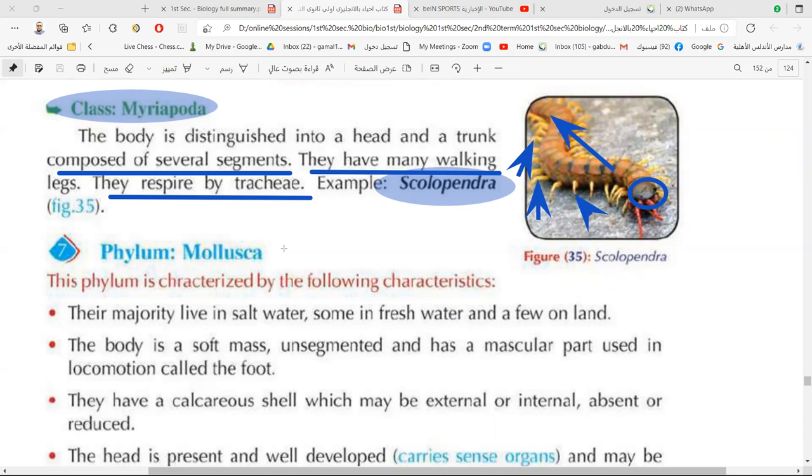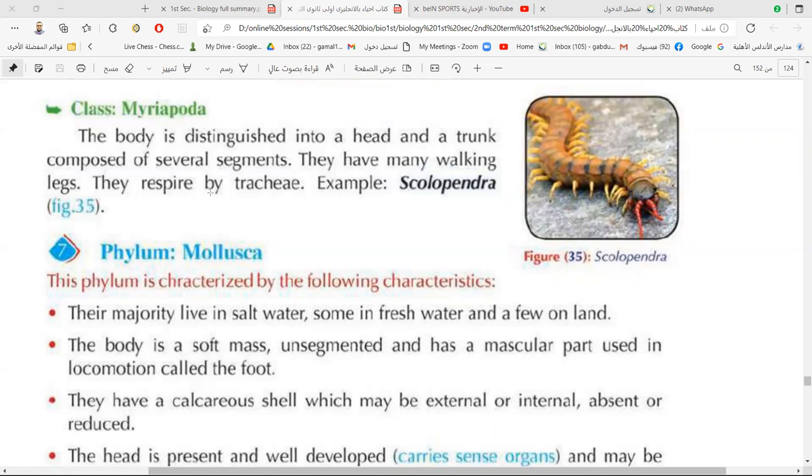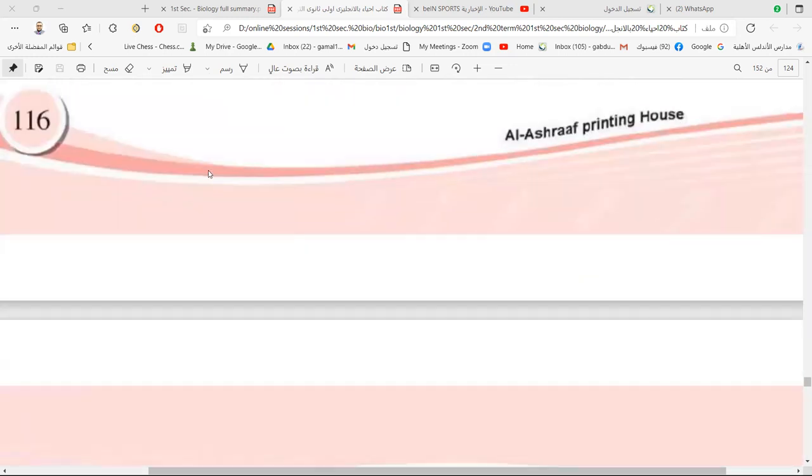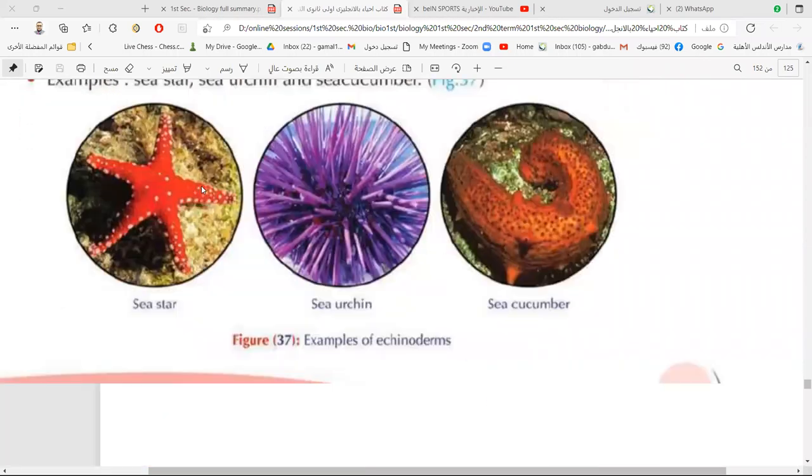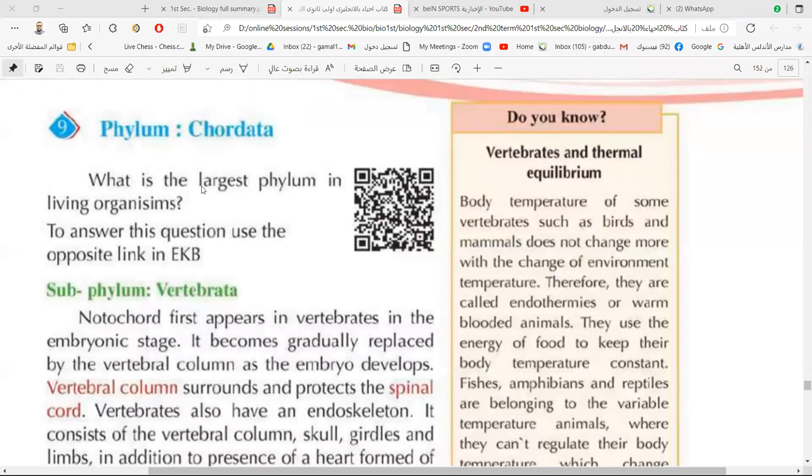Next time, inshallah, next session, we'll discuss phylum number 7, Mollusca, phylum number 8, Echinodermata, and phylum number 9, Chordata. We'll stop here and continue, inshallah, in the next session.